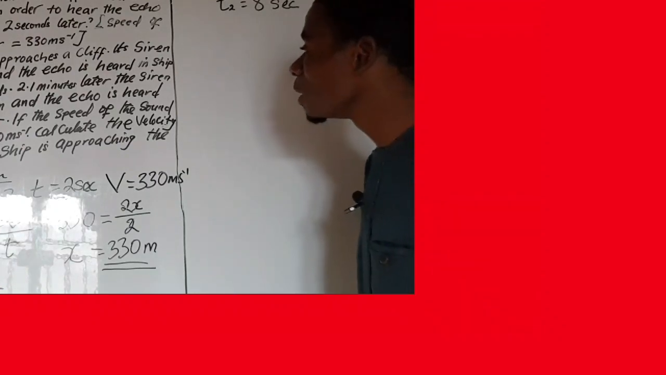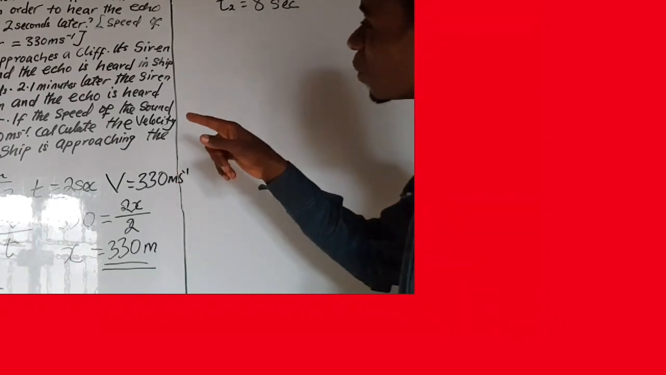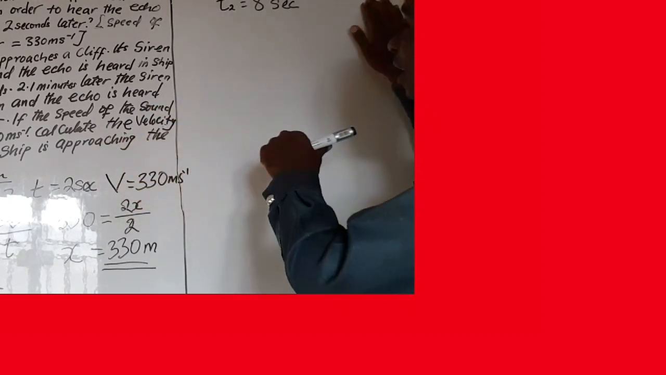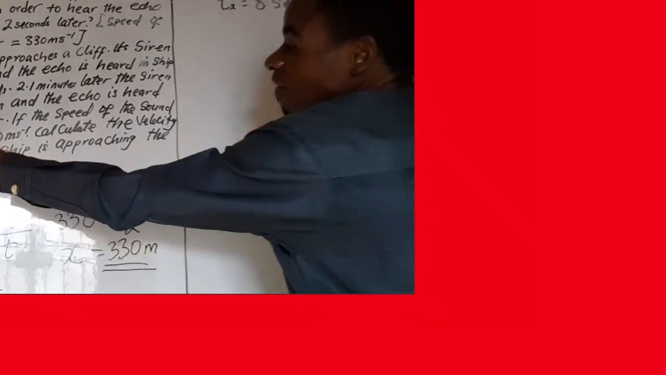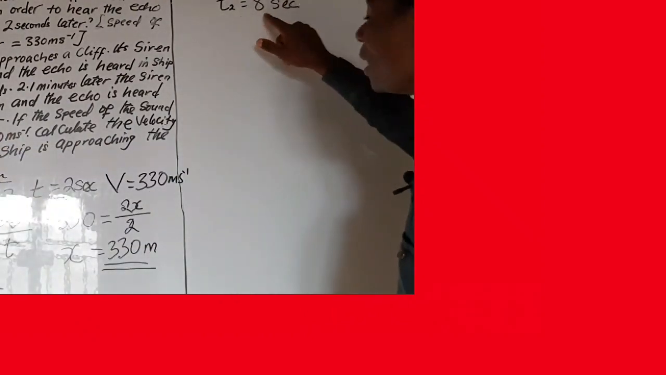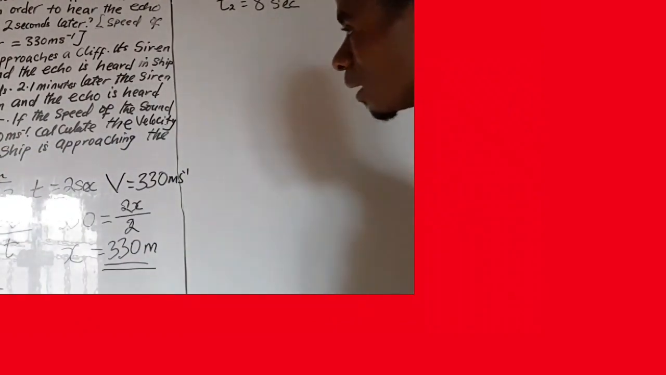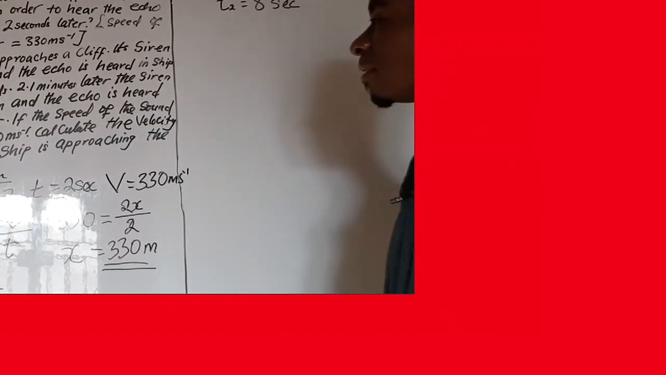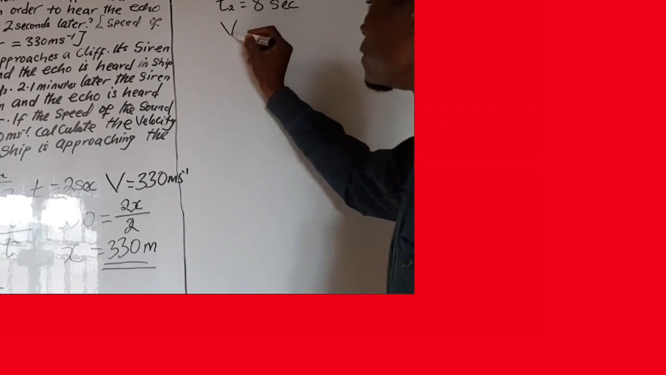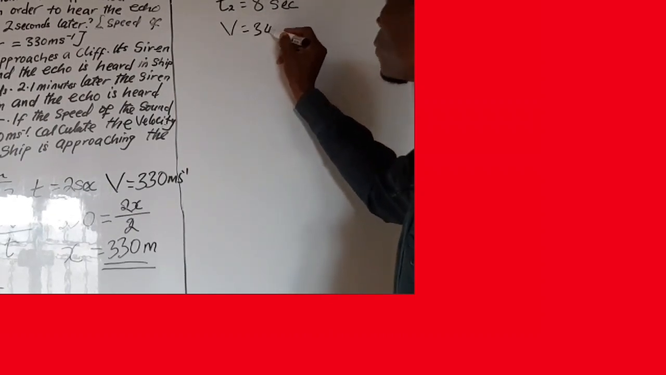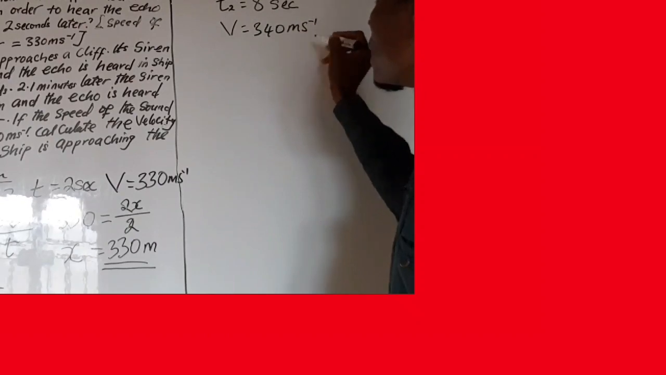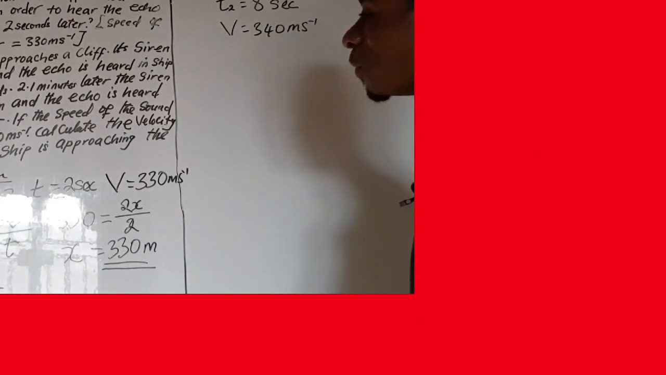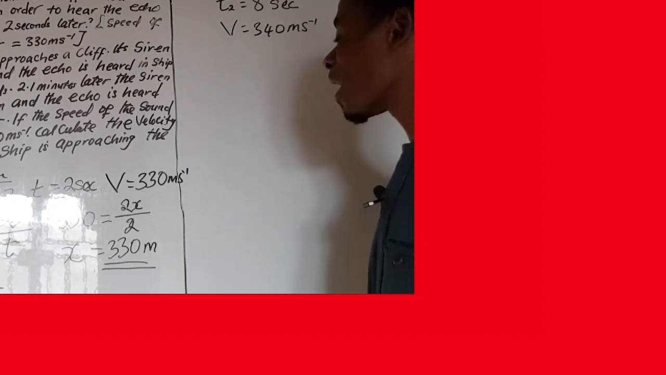Okay, so let's continue. And they said the echo is heard 8 seconds later. So after this time, the echo is heard. This is the time of the echo, which is 8 seconds. Okay? So full stop. If the speed of sound in air is this, we can set V equal to 340 meters per second. That is the speed of sound. Calculate the velocity at which the ship is approaching.